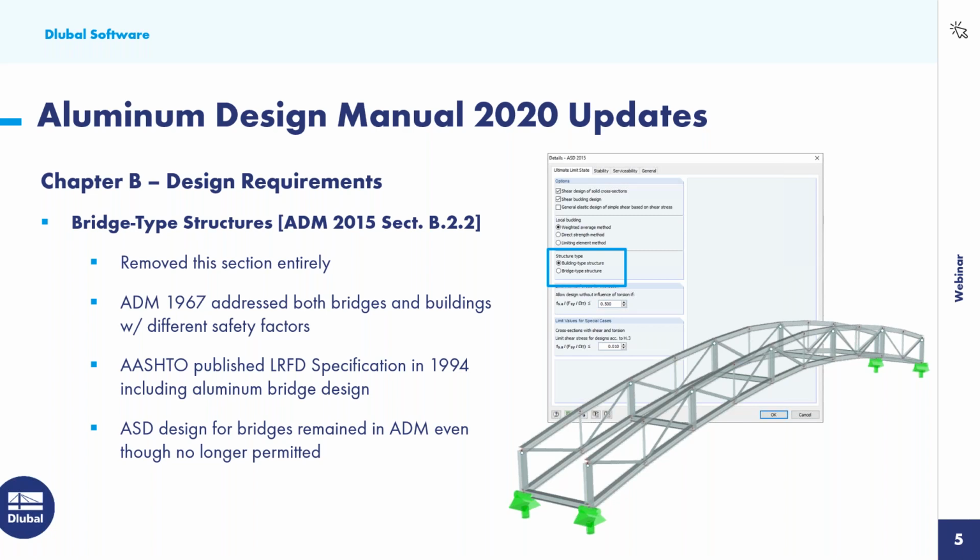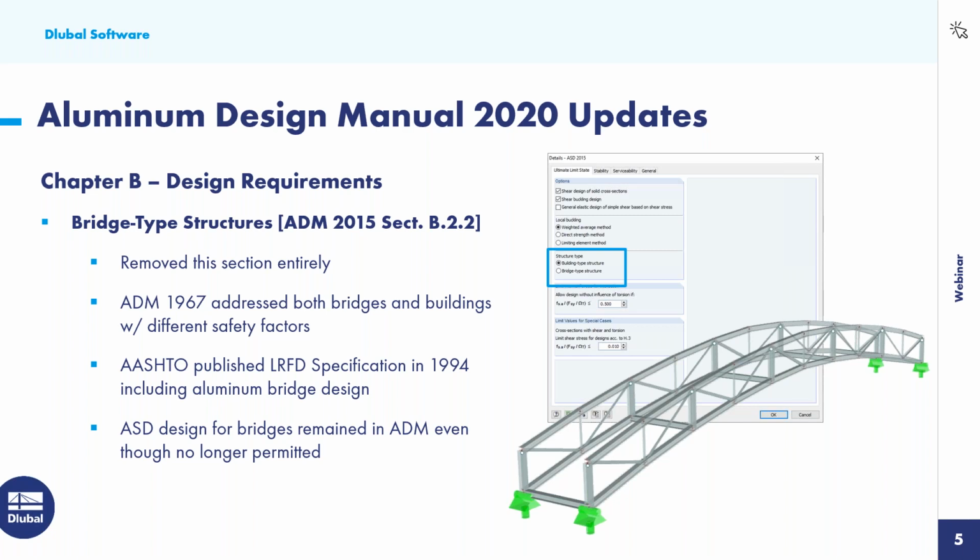The first relates to Chapter B design requirements. So previously in the ADM 2015 section B22, we had the bridge type structures that were addressed. Well, we'll find within the 2020 that this section was actually removed entirely.